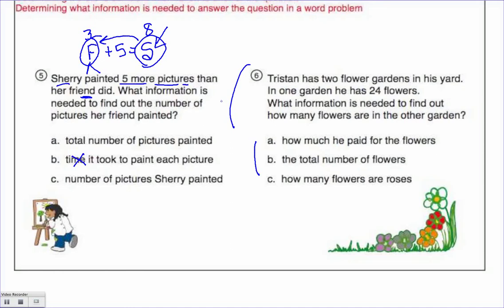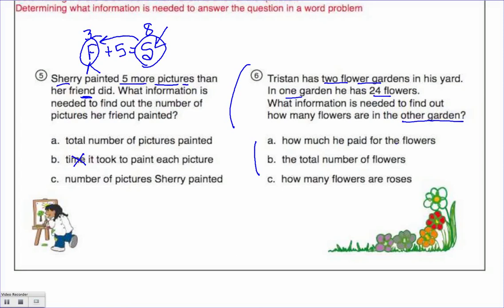Problem says Tristan has 2 flower gardens in his yard. In one garden he has 24 flowers. What information is needed to find out how many flowers there are in the other garden? So there's 2 flower gardens. One of them has 24. And what do we need to know to find out how many are in the other garden?